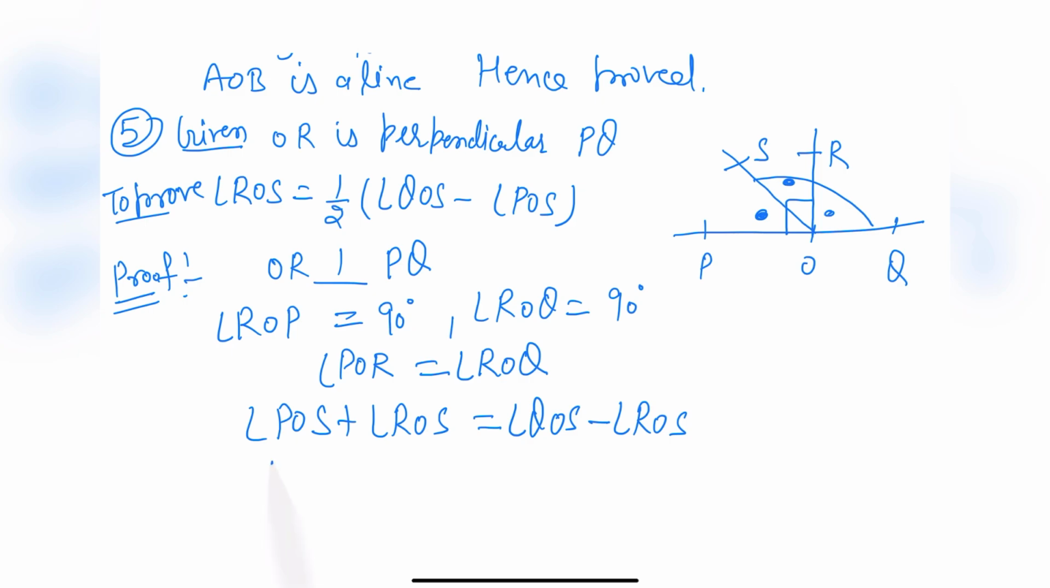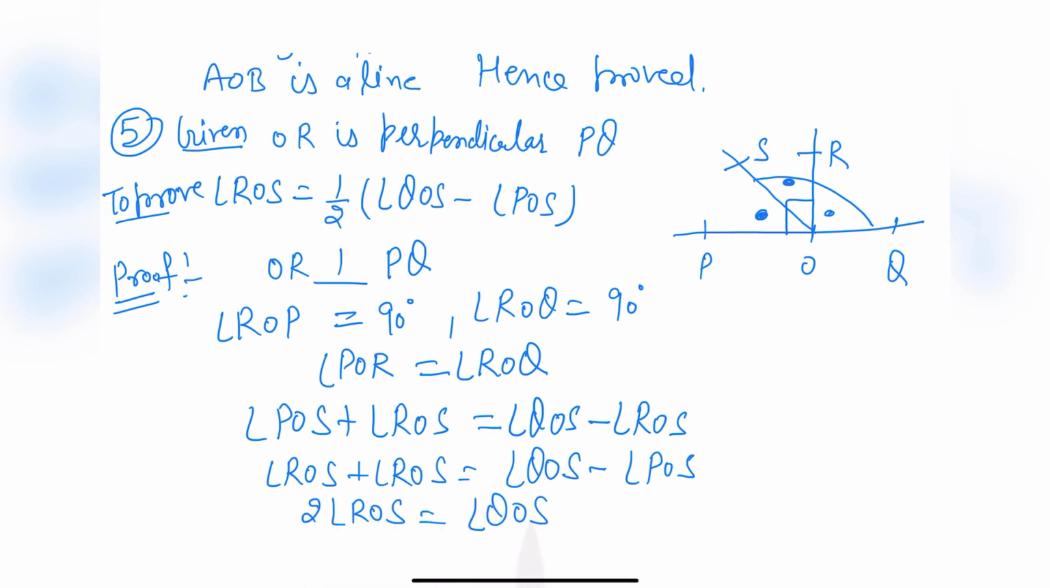Now shifting, angle ROS plus angle ROS is equal to angle QOS minus angle POS. 2 times ROS is equal to angle QOS minus angle POS. So angle ROS is equal to half of angle QOS minus angle POS.